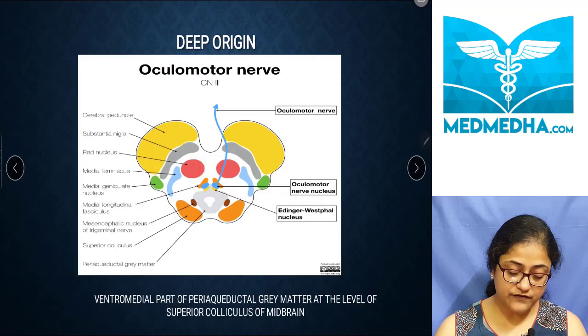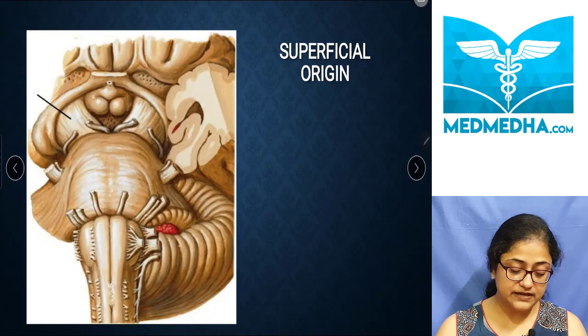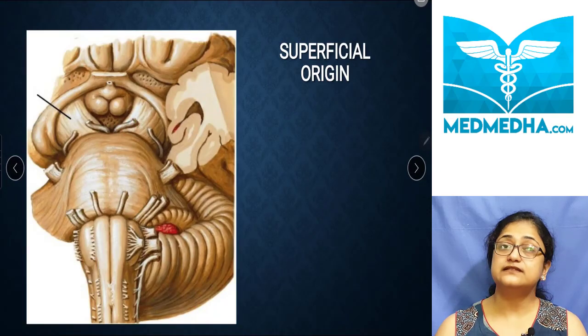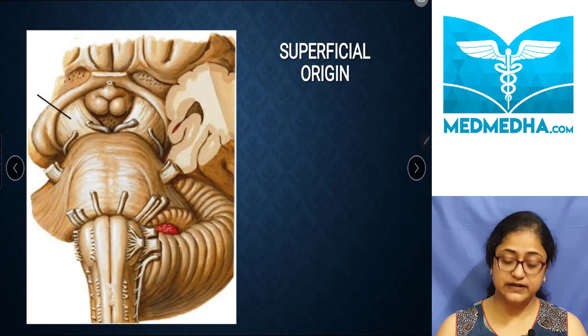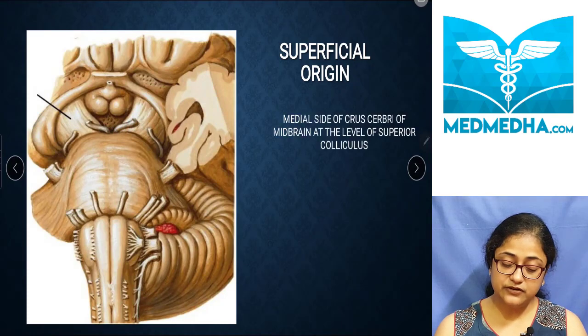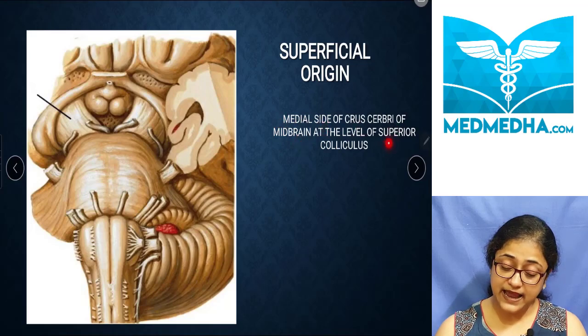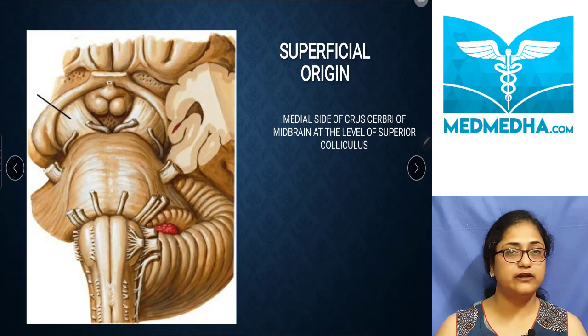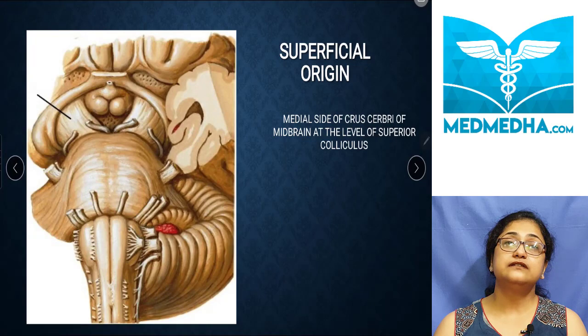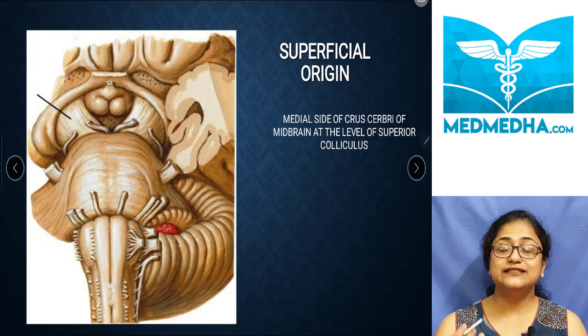So, here we have already seen that it is coming out from the medial side of this crus cerebri, and the same thing you can see in this picture. So, what is the superficial origin? Superficial origin comes out from the medial side of the crus cerebri of the midbrain, again at the level of the superior colliculus. So, when you are asked, this is how you have to answer. Now, after it comes out, next it has to go and finally terminate into the branches, and that we call the course of the nerve.